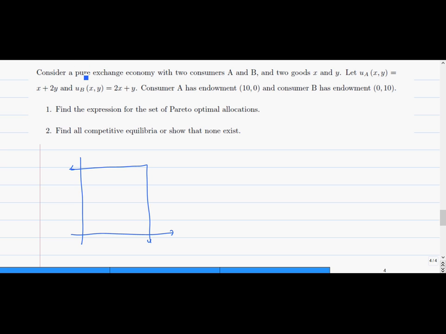I'll use blue. Yeah, the coloring is bad. So I'll use green as A's utility. A's utility is x plus 2y. So x plus 2y equal to u, then y is equal to (u minus x) over 2. So the slope is minus a half. It's something like this. It's not the steep one, it's the flatter one.